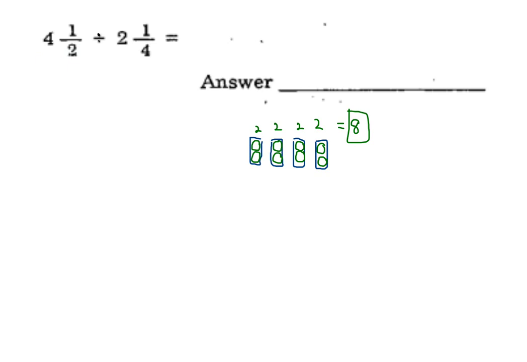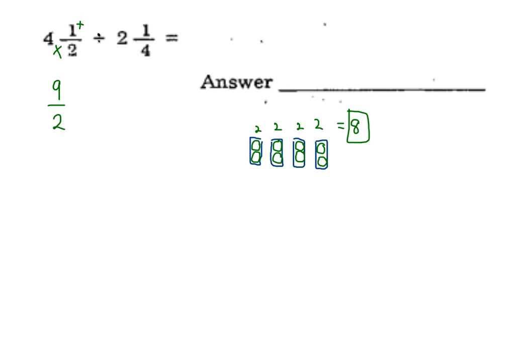So what is 8 plus 1? You're adding 1 to 8. 9. There you go. So multiply the whole number by the denominator and then add the numerator. That would give us 9 over 2 for this fraction, right?